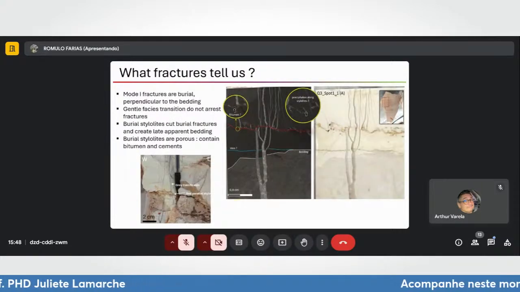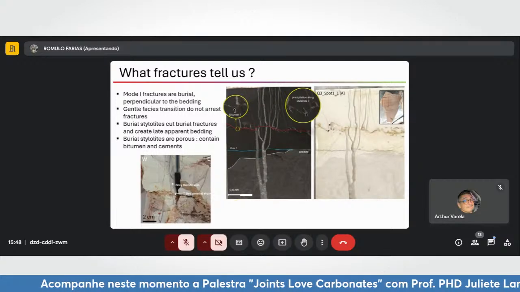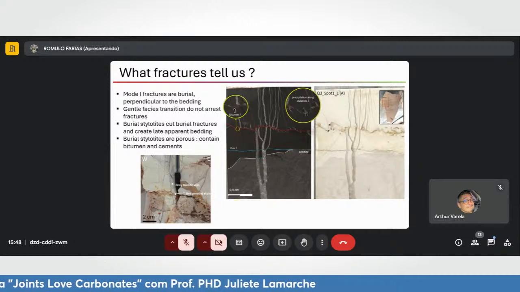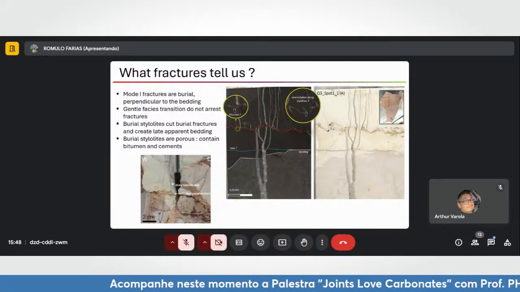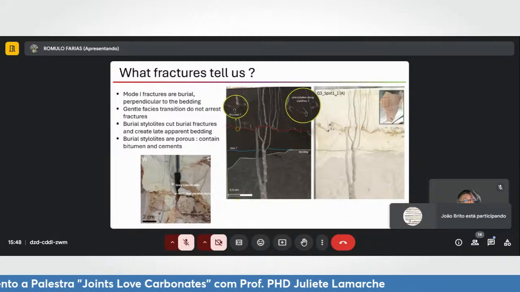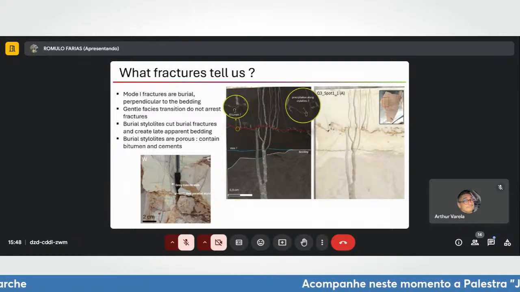Then we were studying the fractures to wonder how it works. So we saw that the fractures are abutting against stylolites, sometimes not against the bedding. So when the bedding is a gentle transition, it does not stop the fractures. The fractures are burial because they are stopped by stylolites. In some places, they have bitumen in the fractures and in the stylolites, and you can also have cement in the stylolites. That means that stylolites are porous and permeable. So stylolites are not at all the same.